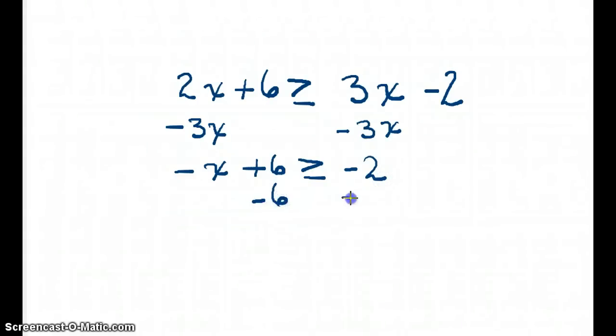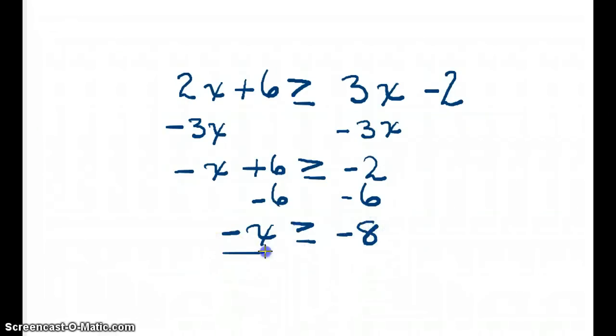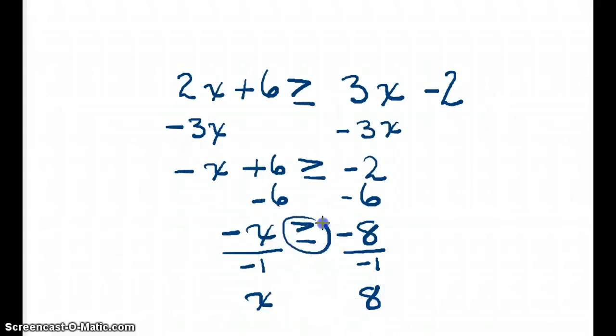I'm going to subtract 6 from both sides. I have negative x greater than or equal to negative 8. But now I have to get rid of the negative. I'm going to divide by negative 1. This becomes x. This becomes 8. But what happens to my sign? I have to flip it. Okay? So you could do it that way.